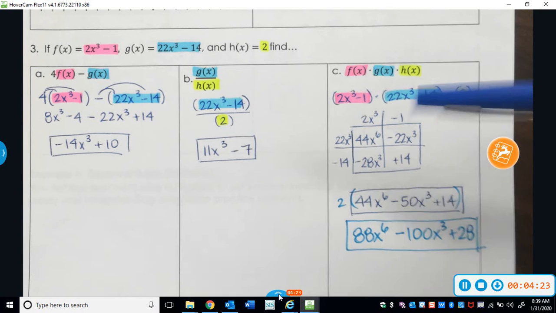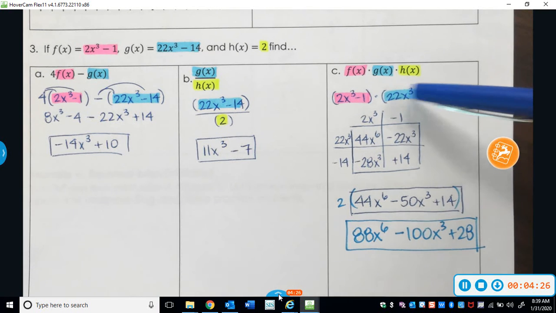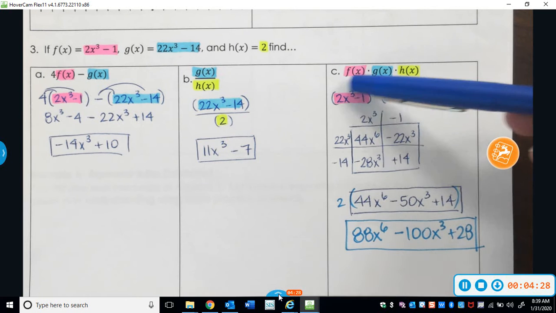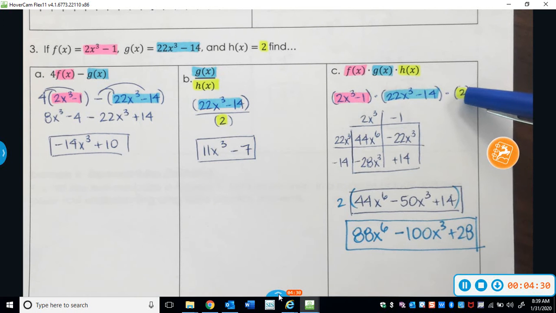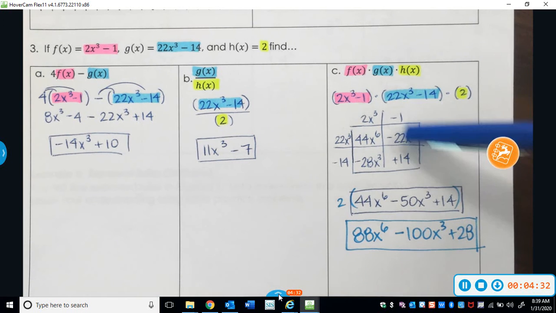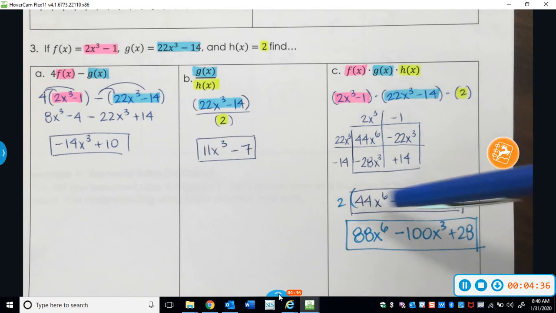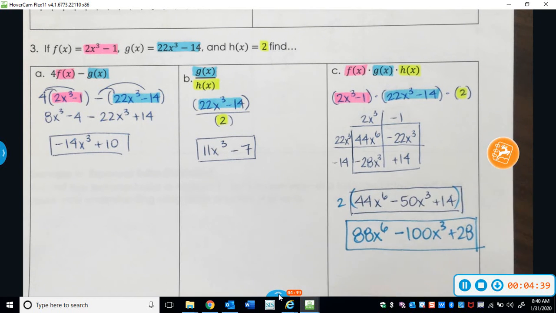And then notice you're multiplying 3 things here. When you're working quickly, it's easy to do the first 2 and forget to multiply the last one. And you don't have to use the box to multiply, but you can. So once you've multiplied those 2 things together, you still need to multiply that 2 to everything. So questions for me about any of that?